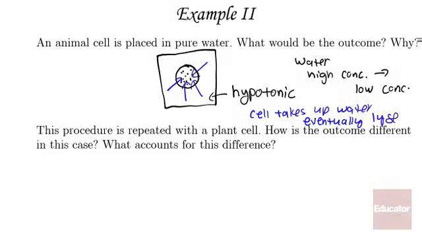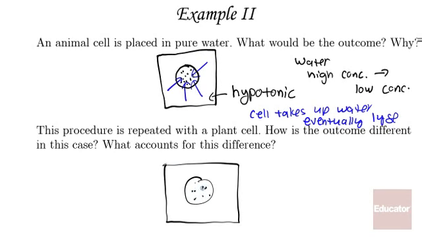Now let's say we repeat this procedure in a plant cell. What would possibly happen? And why would this outcome be different? Again, I have a hypotonic environment, but now I have a plant cell. And recall that an important difference between a plant and an animal cell is the presence of the cell wall. Therefore, water is going to rush in, and the cell will increase in size, but it won't lyse.